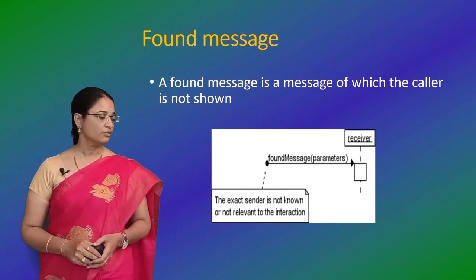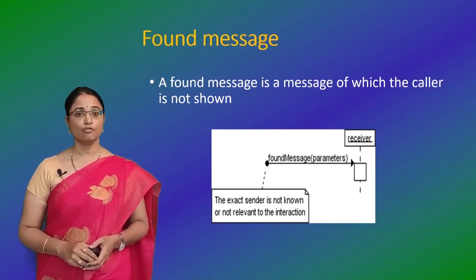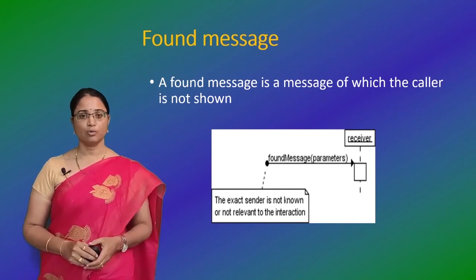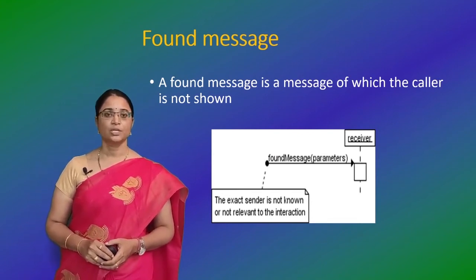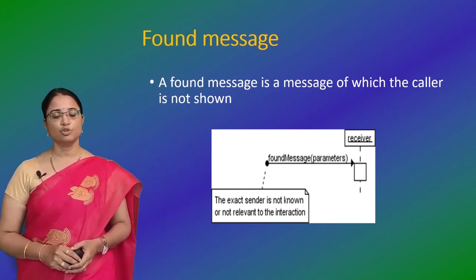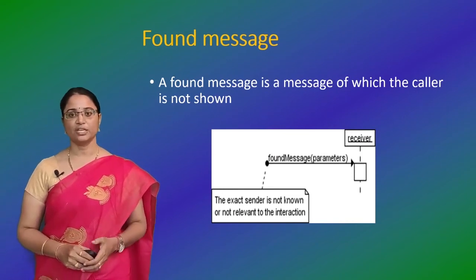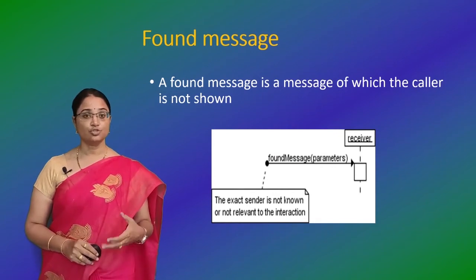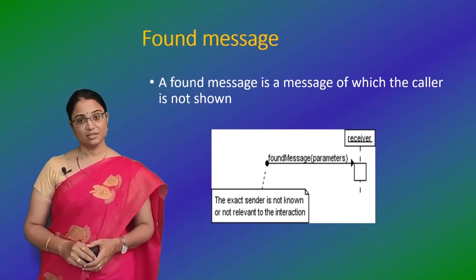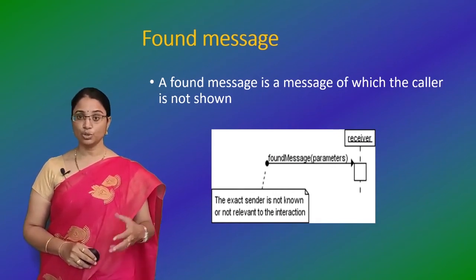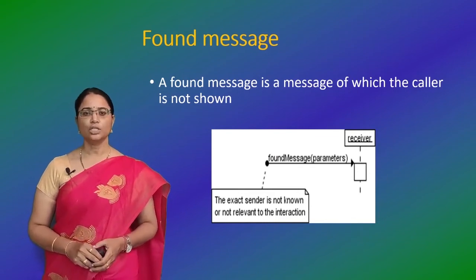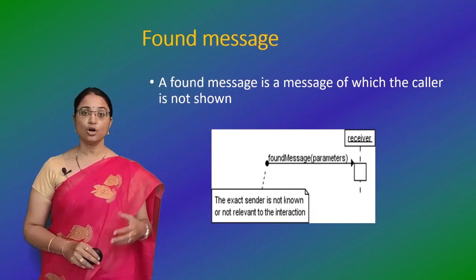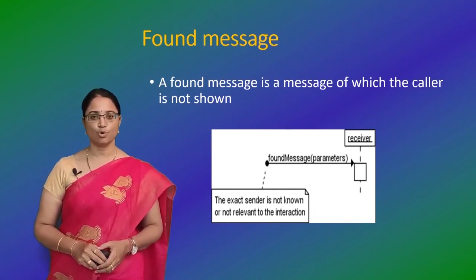If you see the figure here, found messages are indicated before the object by using a filled circle. That message will be received by the receiver, just like mobile notifications. The exact sender is not known here, or it is not relevant to this interaction. It is not mandatory to know who the sender is. Depending on the context, this could mean either that the sender is not known, or that it is not important who the sender was.